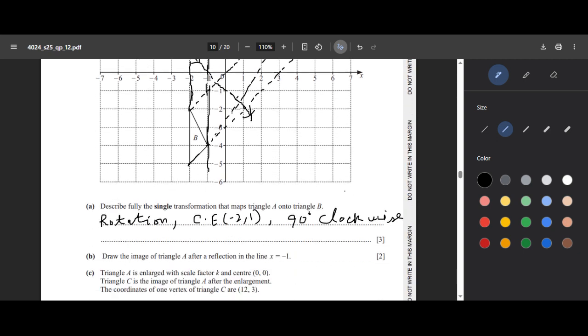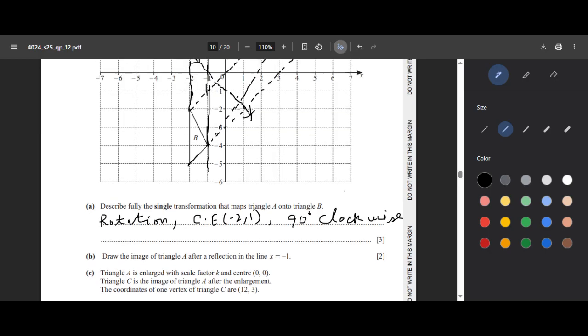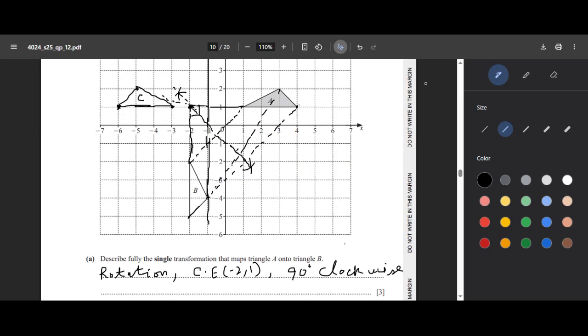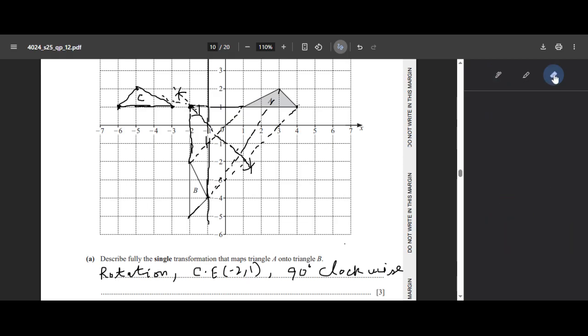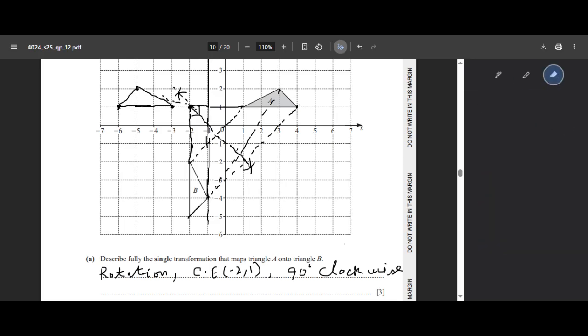What is next? Now they are asking for part C. Triangle C. No, this is not triangle C. He has not given any name to this triangle. This is just a reflection. After this, he says the following.